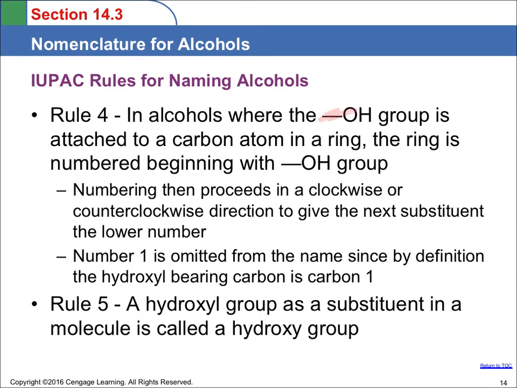Whenever you have an OH group that is attached to a ring, the ring is going to number starting at the OH group. So the OH gets number 1. Then you go around the ring to give whatever the next substituent is the lowest number possible, just like we do with any other cyclo group. When you name it, number 1 is not included because we know that it is always going to be on number 1. And then the hydroxyl group, if we treat it as a substituent, we would call it a hydroxy group.